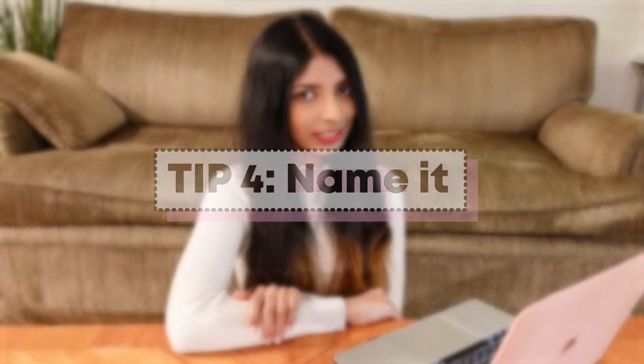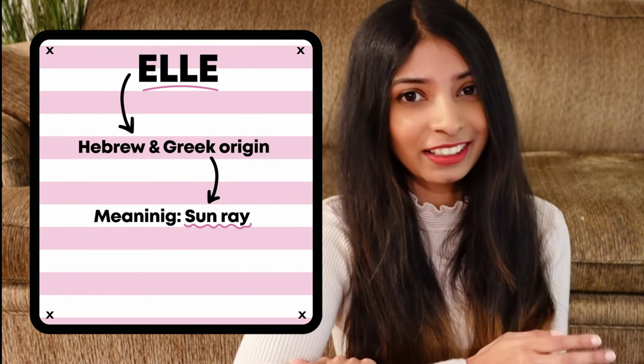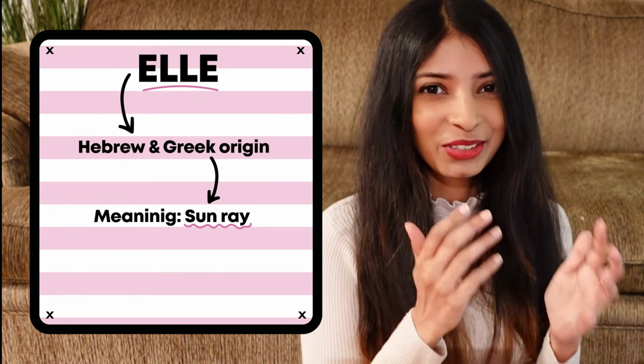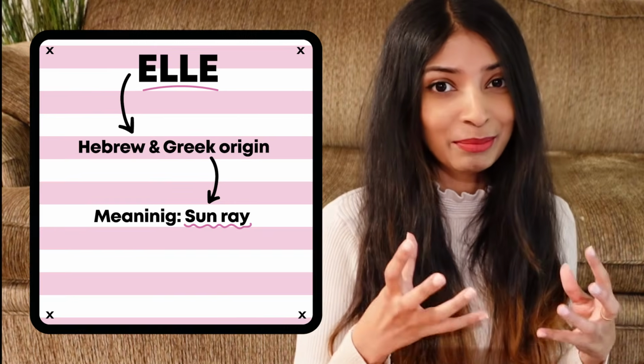Tip number 4 is to think of a name if you do not already have one. At this stage, you will also have to start finding a place where you can write your name on the board. During my research for the range, I came across the word El, which is of Hebrew and Greek origin. It means sun ray. And when I saw the word, I was like, bang on, this is what I should call my collection, because the phenomenon that I am inspired by is literally caused by a sun ray.